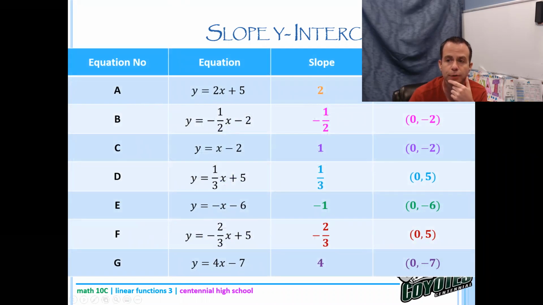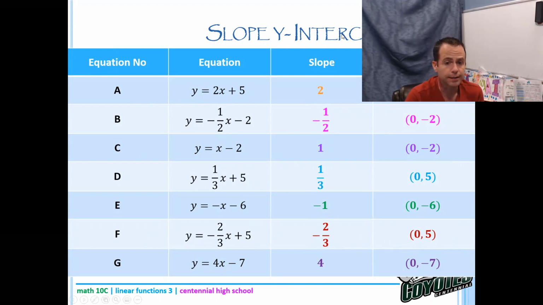Okay, so what you should have gotten is a slope of 2 and a y-intercept of 0, 5, a slope of -0.5 and a y-intercept of 0, -2 for B. For C, a slope of 1, 1 over 1, and a y-intercept of 0, -2. For D, a slope of 1/3 and a y-intercept of 5. For E, a slope of -1 and a y-intercept of -6. For F, a slope of -2 over 3 and a y-intercept of 5. And for G, a slope of 4 and a y-intercept of 0, -7.